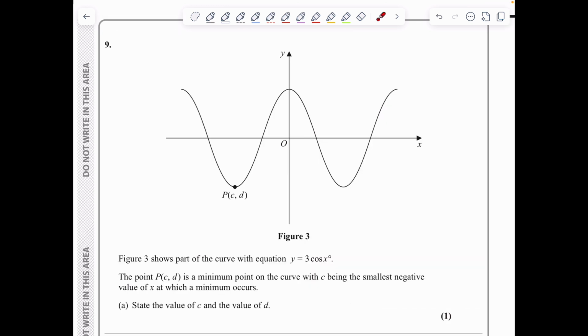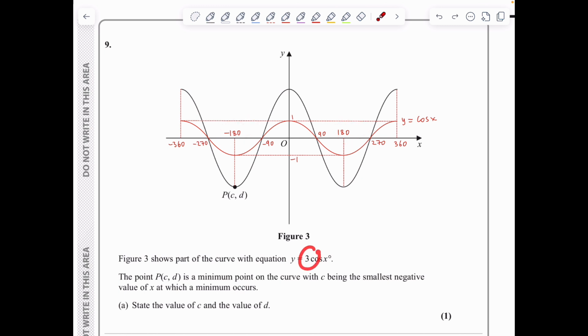In question 9, we're given part of the curve with equation y is 3 cos x. Now the point P with coordinates C, D is a minimum point on the curve, with C being the smallest negative value of x at which a minimum occurs. And we need to state the value of C and the value of D. Well, I will start by sketching on this diagram the graph of y is cos x. We are cutting the x-axis at 90, 270, negative 90 and negative 270. We are attaining maximum at negative 360, 0 and 360, and minima at minus 180 and 180.